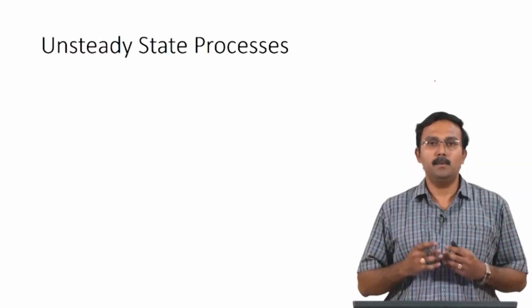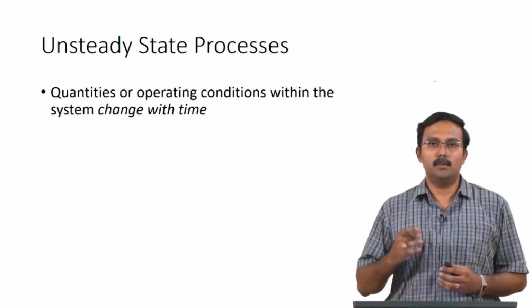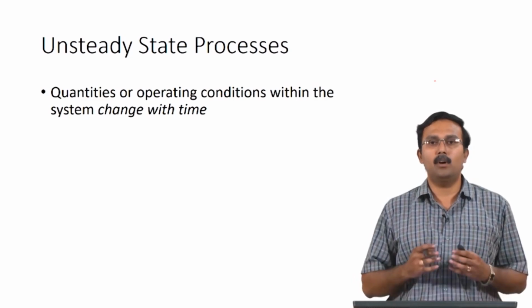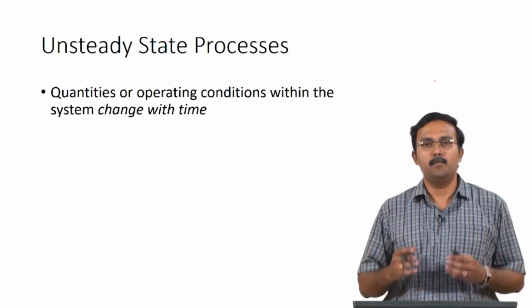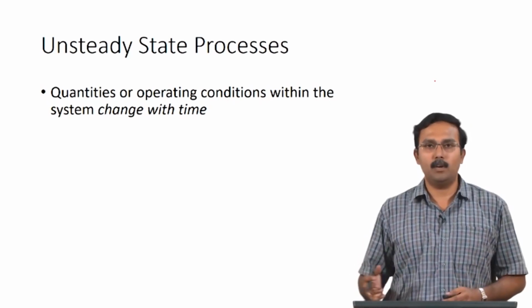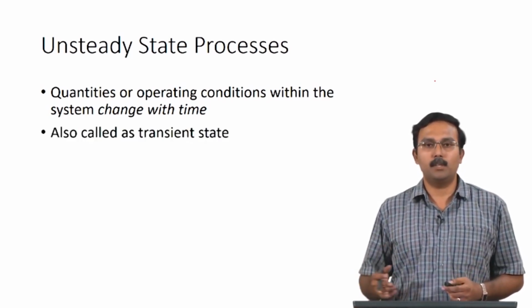In some cases like batch systems or semi batch systems or continuous systems during startup and shutdown, the processes would be unsteady. So, we have to account for the accumulation term as well when we perform material or energy balances. Today we will see how to perform such unsteady state balances. Here the quantities or the operating conditions within the system will be changing with respect to time. Because these parameters are dependent on time, they are unsteady state. They are also called transient processes.